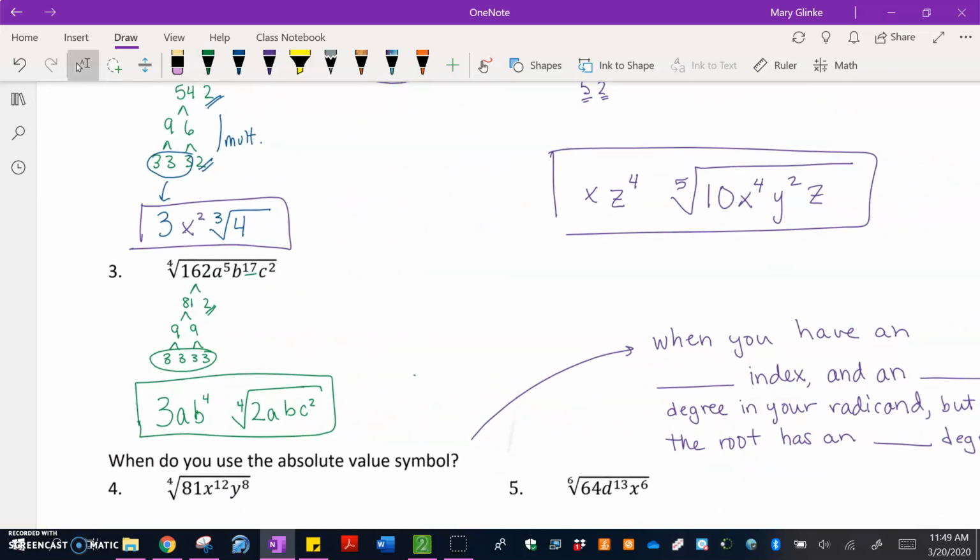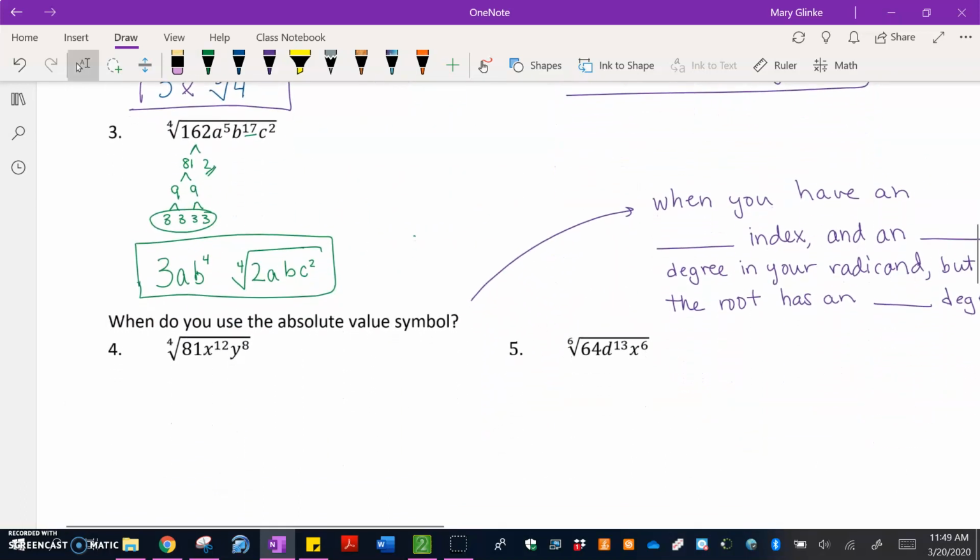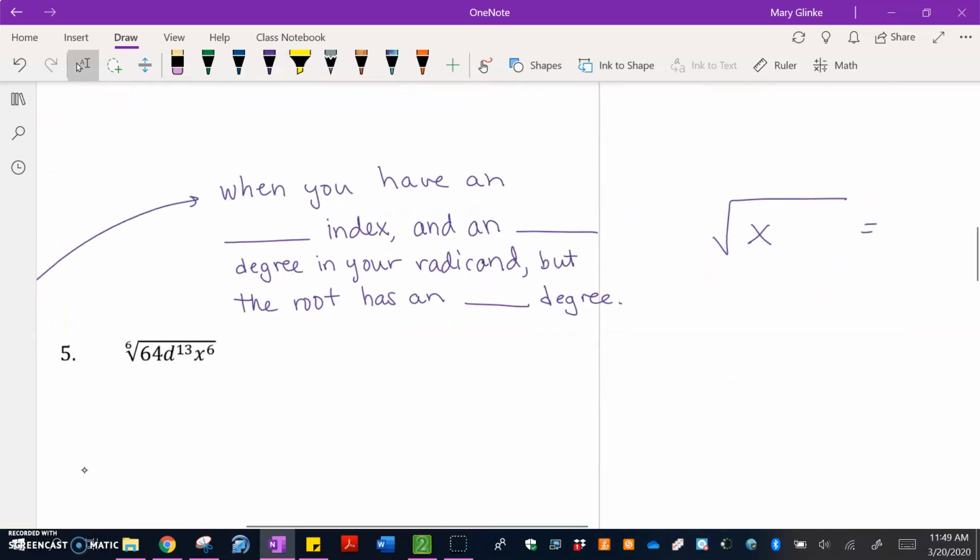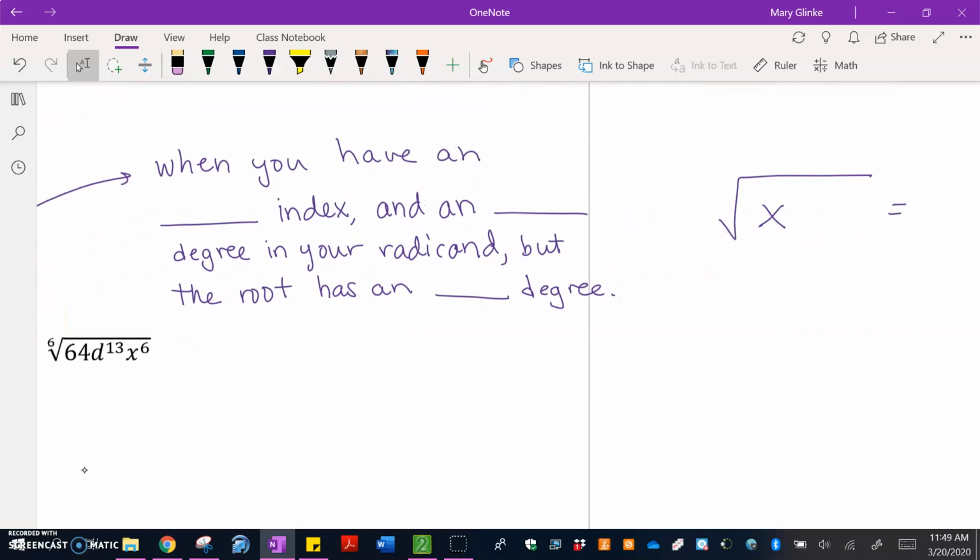The other part to simplifying nth roots is sometimes you're going to need to use an absolute value symbol in your answer. So in order to answer when we actually use that absolute value, I have some helpful hints over here. You're going to use the absolute value symbol when you have an even index and you have an even degree inside your radicand, but the root, when you take it out, is going to end with an odd degree. We call this even, odd.